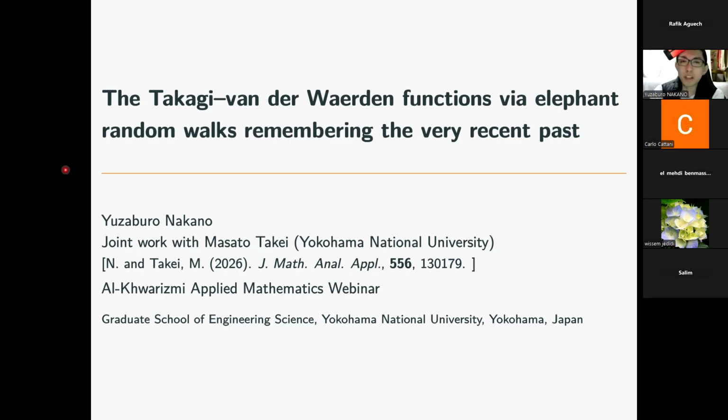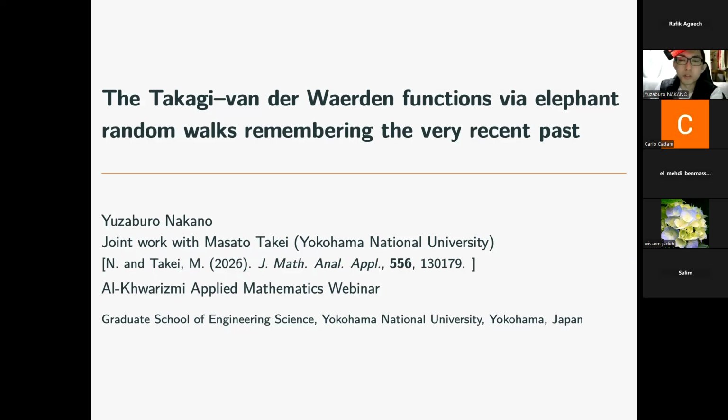Today I'm talking about a certain variation of elephant random walks, which is called elephant random walks remembering the very recent past, and its connections to Takagi-van der Waerden functions. Today's talk is based on joint work with Masato Takei, Yokohama National University, and a published paper of this.